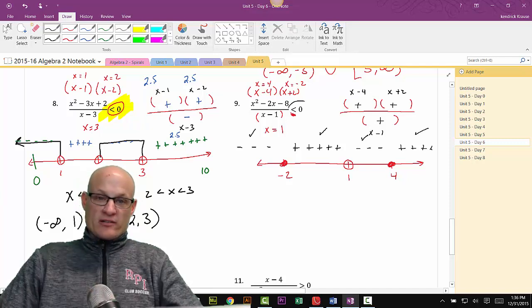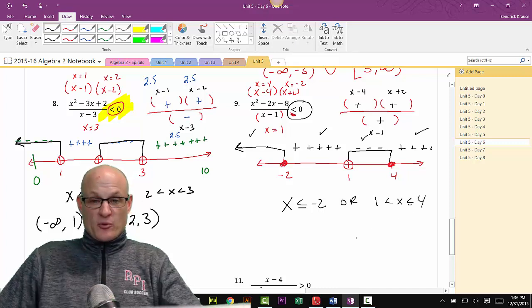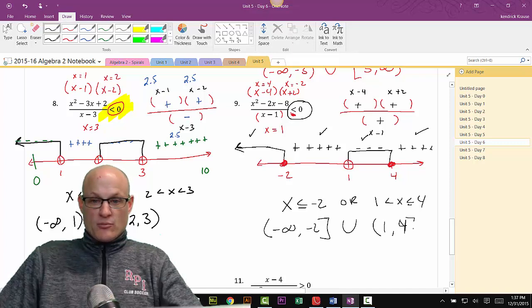I want where it is less than or equal to 0, so I want where it's negative. So that's in this direction, or connect the dots here. So again, I can say x is less than or equal to negative 2, or 1 is less than x is less than or equal to 4. Be careful with the equal sign. Or I can say negative infinity, negative 2 bracket, union, parenthesis 1 comma 4 bracket.